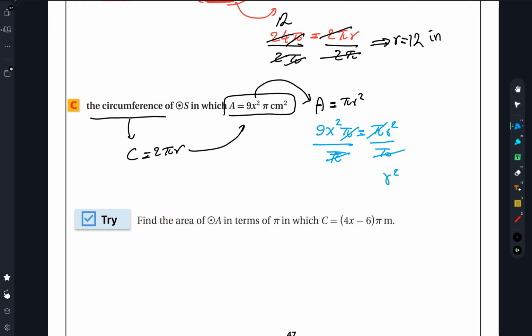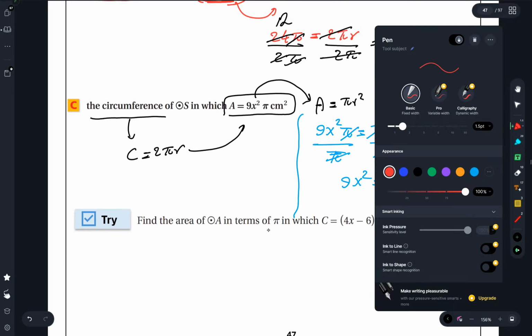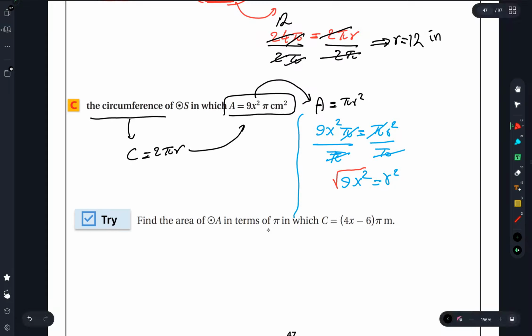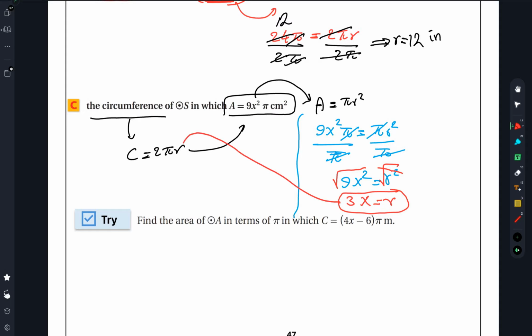So I get r squared equals 9x squared. By taking the square root of both sides to simplify the power of r, we get r equals the square root of 9, which is 3, and the square root of x squared, which is x. So r equals 3x. I will substitute this value in place of r.